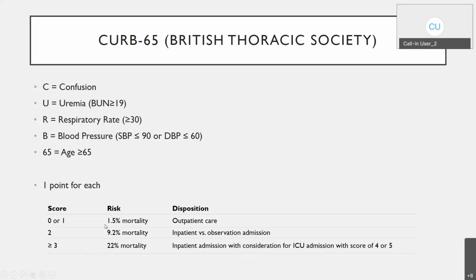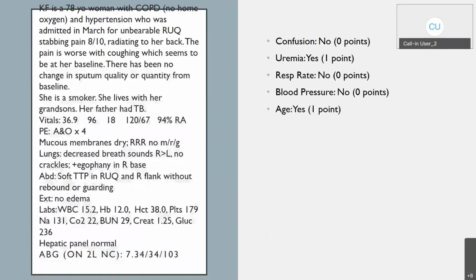Patients with a score of 0 or 1 are at low risk for mortality, and outpatient care is recommended. If they have 2 points, that's intermediate, and they can be considered for observation admission or an inpatient admission. And then greater than 3, then inpatient is recommended. So the guidelines prefer the PSI because it's more discriminatory, and that's the one that we'll focus on for the rest of the talk. But if we look at our patient, using the CRUMP 65, she gets 2 points, and so that would indicate the need for probable hospital admission.